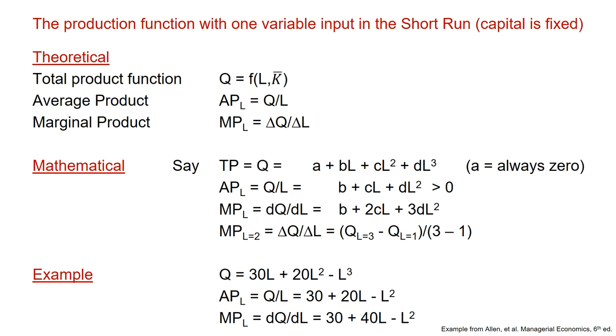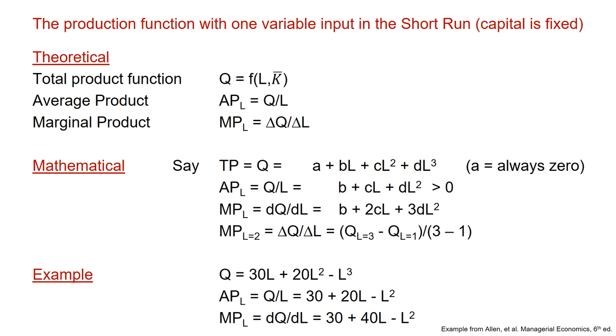Now, the reason I put A there is any cubic function has an intercept, but there's no intercept in output. Why? Because the output would be, if you look at that first equation, A plus BL and so forth, if labor is 0, that equation would say you would produce A. Well, that's ridiculous. If you have no variable factor, you have no workers, all you have is fixed capital, you produce 0. So A is always 0, and we're going to ignore it from this point on.